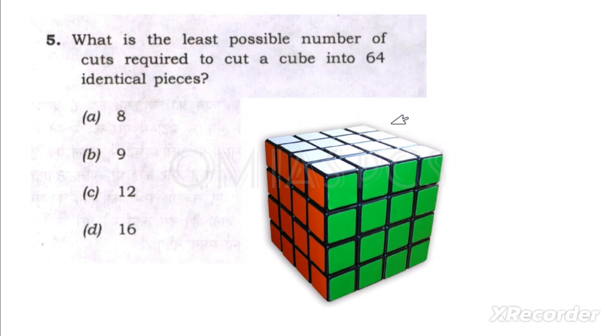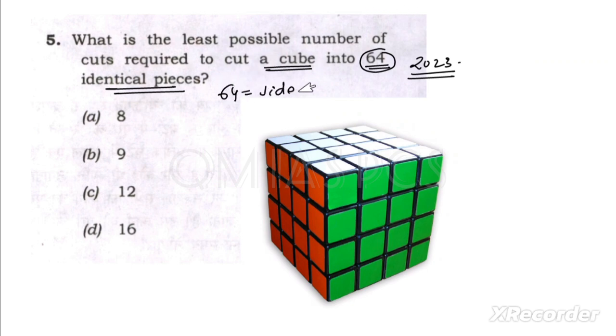This question is from UPSC 2023. What is the least possible number of cuts required to cut a cube into 64 identical pieces? Whenever they are talking about a cube, the number of pieces given is the cube of some side. So 64 is equal to side cube. Just remember this.